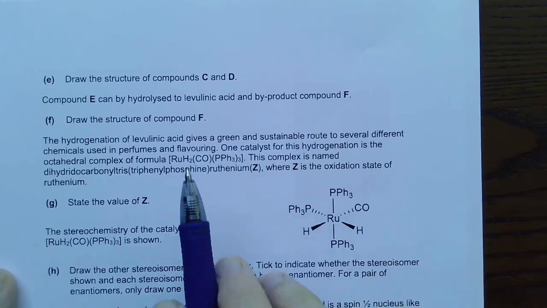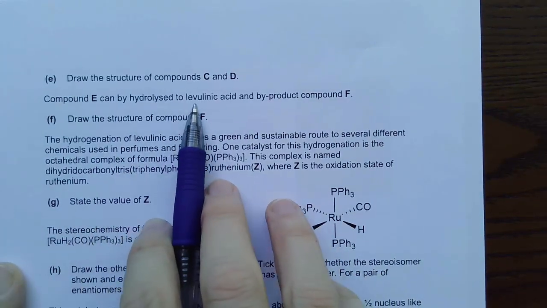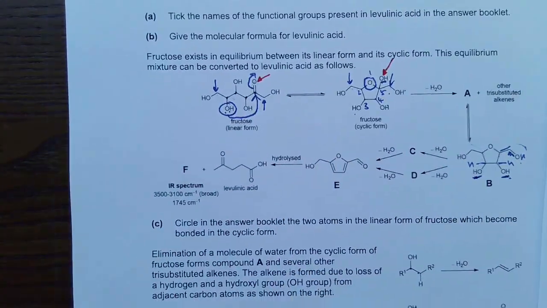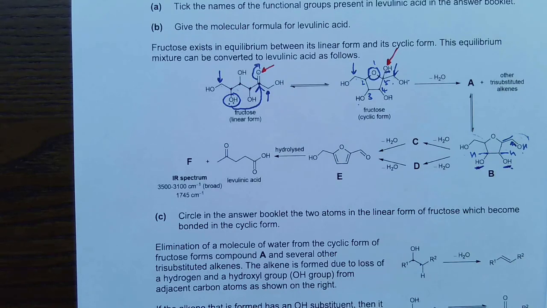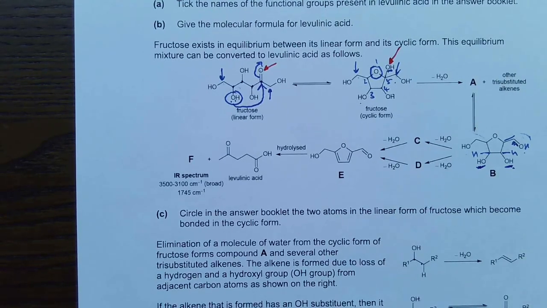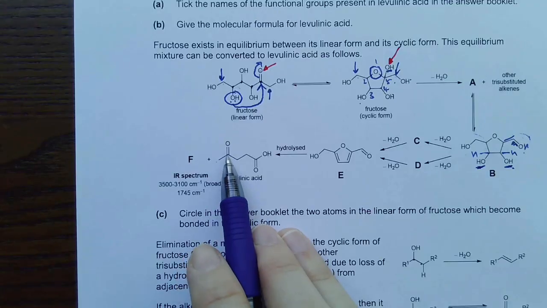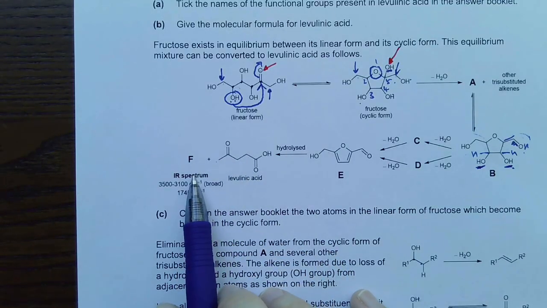Okay, and then draw the structure of compound F. So compound E can be hydrolyzed to the acid and byproduct compound F. So let's have a look at F. Okay, at this point, in my experience, the most common byproduct in these questions, the one that I've come across most, is always carbon dioxide or something similar to carbon dioxide. So my instinct at this point is to think, right, how many carbons have I got here? I've got 1, 2, 3, 4, 5, 6. How many carbons have I got here? 1, 2, 3, 4, 5. All right, this is going to have carbon in it, and it's going to have 1 carbon in it.